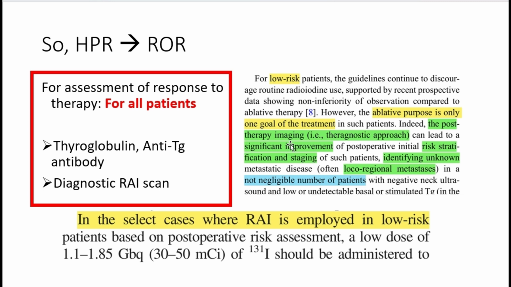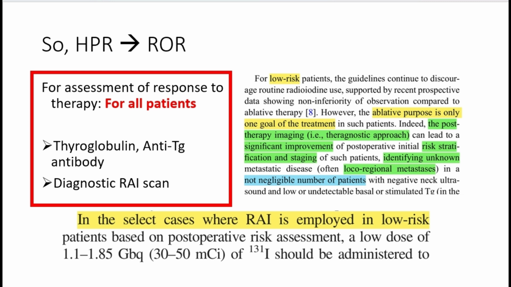And one more important point that I'd like to convey: even for low risk patients, it is ideal to undergo the diagnostic RAI scan, because in a not negligible number of low risk patients, the diagnostic RAI scan can pick up previously unidentified and unrecognized local regional metastasis, which can be in the central compartment or lateral compartment lymph nodes, which were not picked up on the ultrasound, things like that. So it's not a rule that low risk patients should not undergo radioactive iodine therapy. Even some low risk patients may have to be treated with RAI.